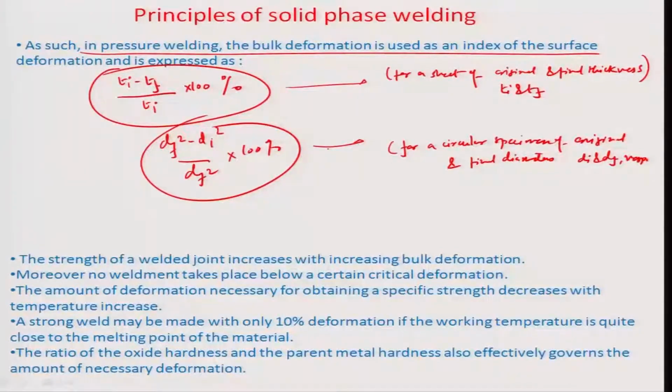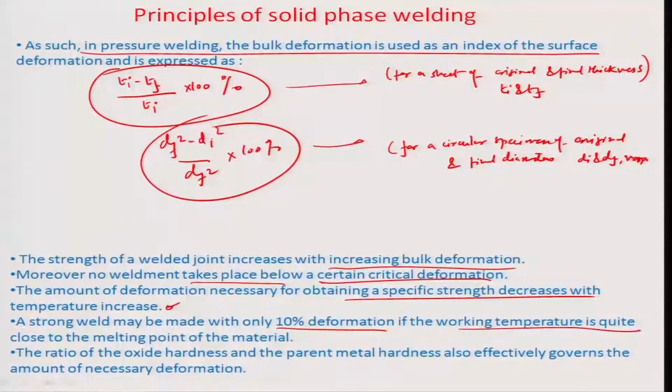The strength of a welded joint increases with increasing bulk deformation, and no weldment would take place below a certain critical deformation, and the amount of deformation necessary for obtaining a specific strength decreases with the temperature increase, and obviously a strong weld may be made only with 10% deformation if the working temperature is quite close to the melting point of the material. Also, the ratio of the oxide hardness and the parent material hardness effectively governs the amount of necessary deformation which would happen in solid phase welding.